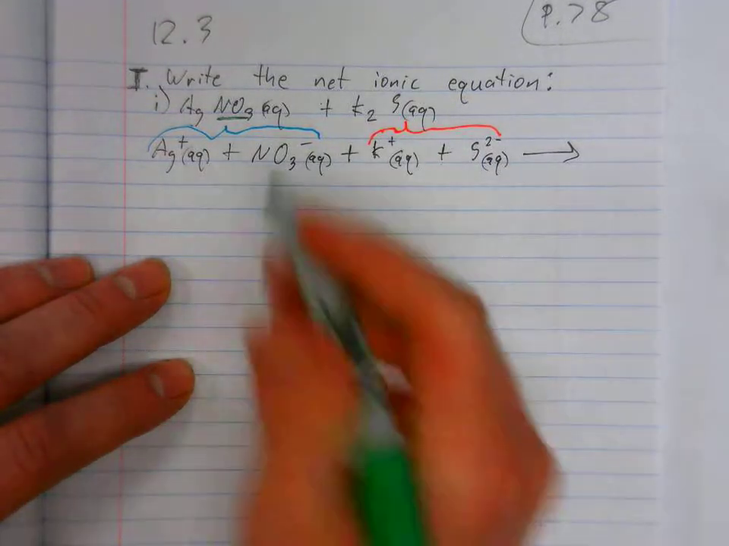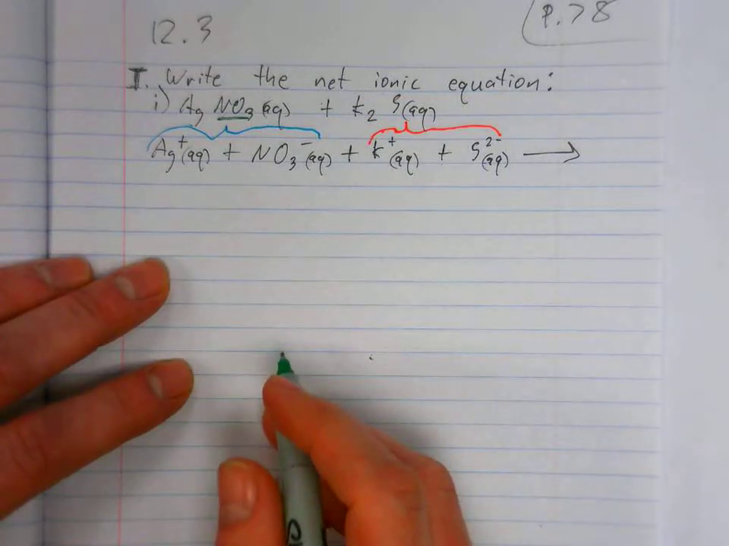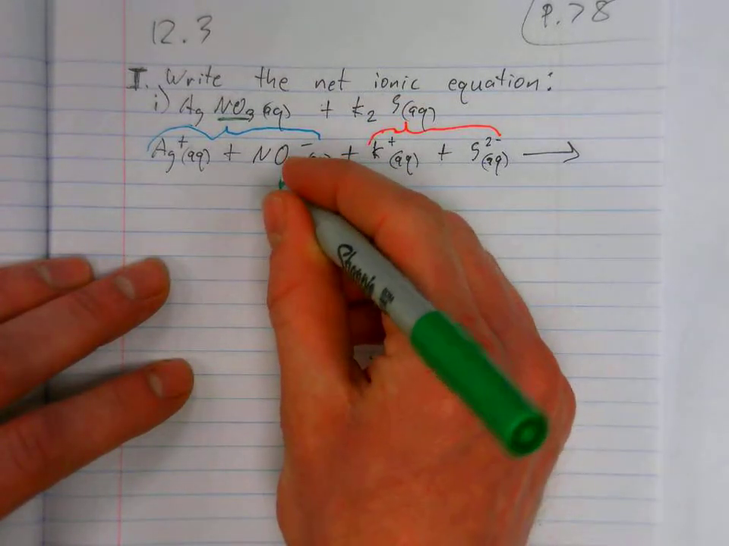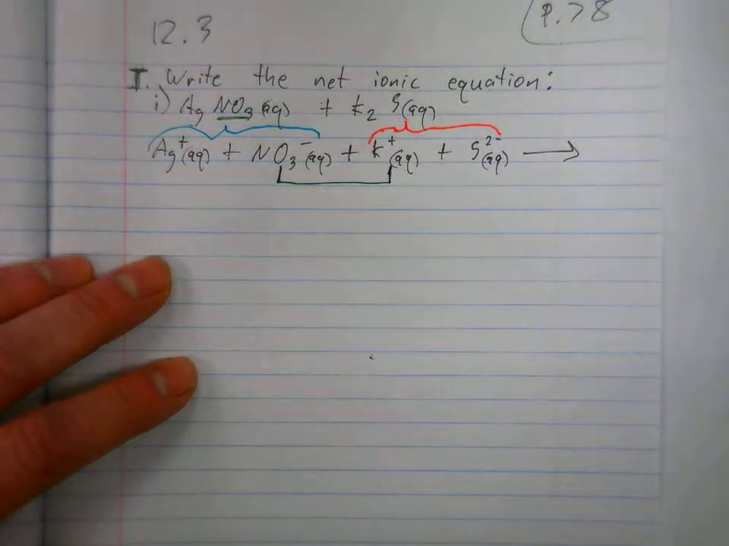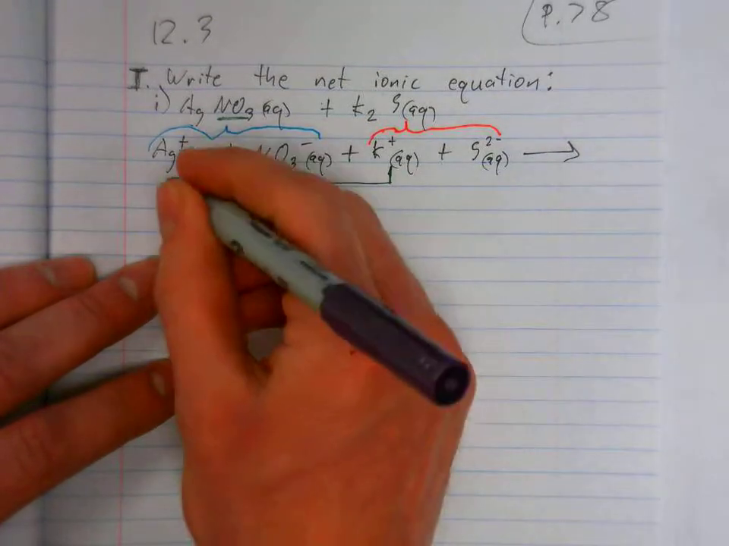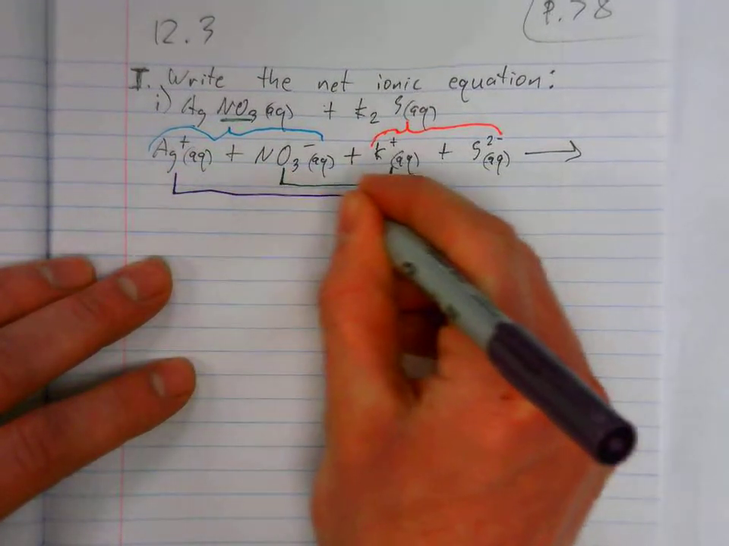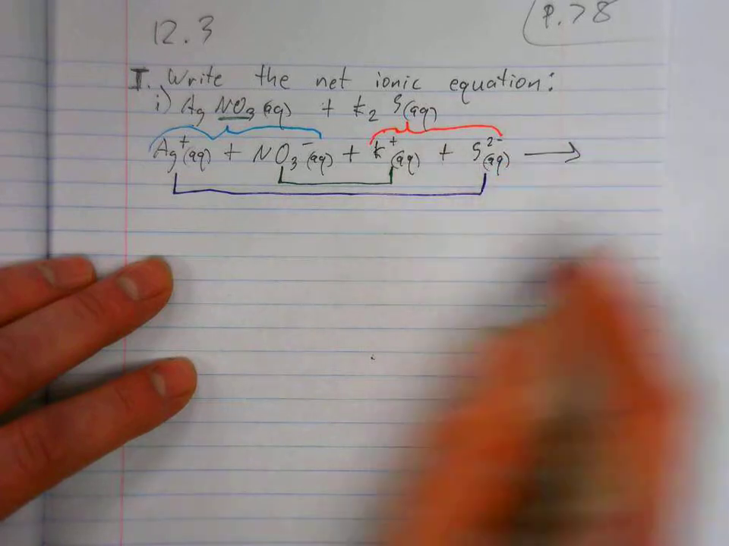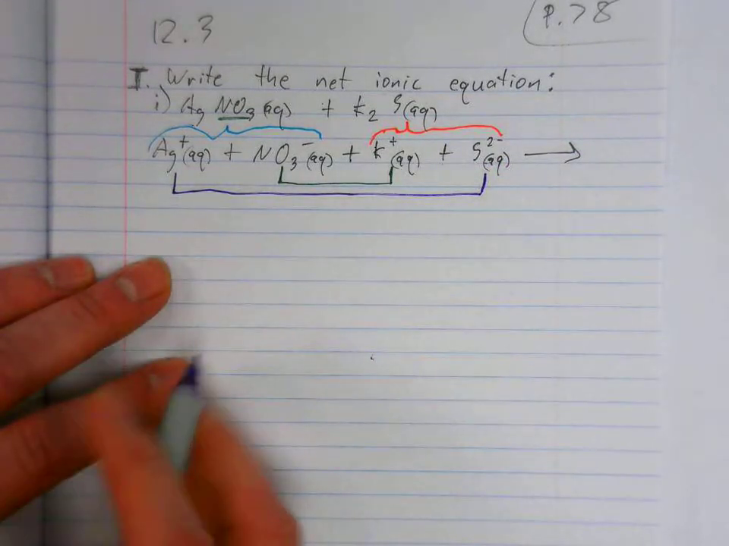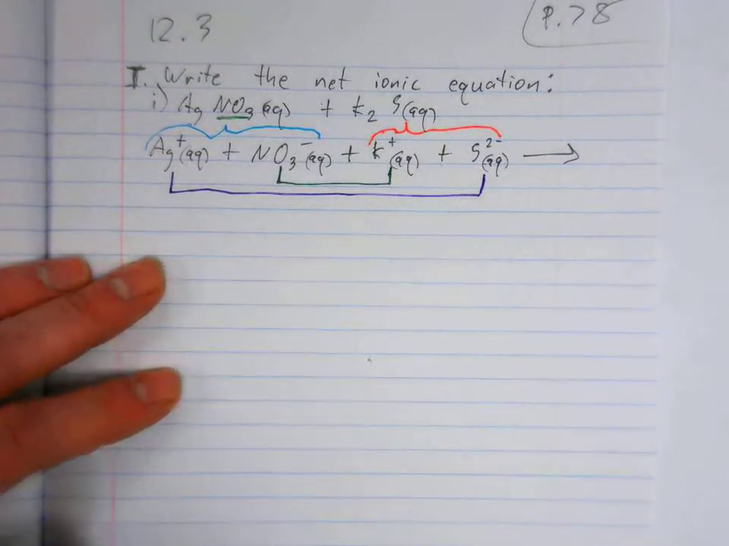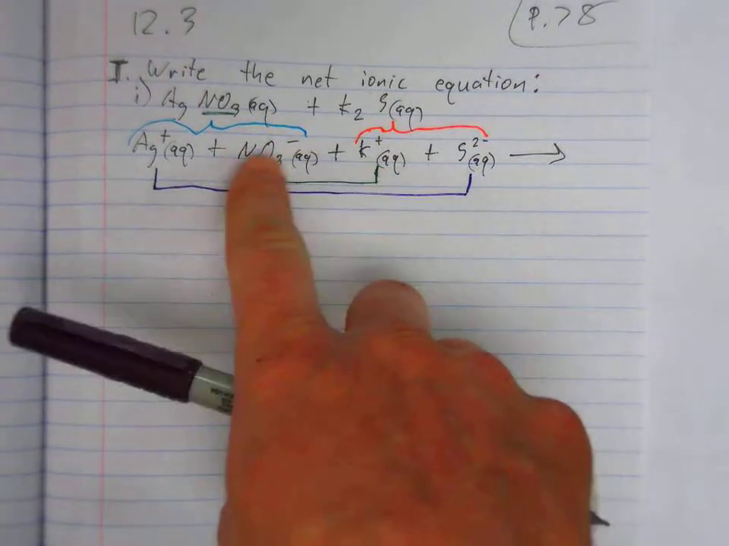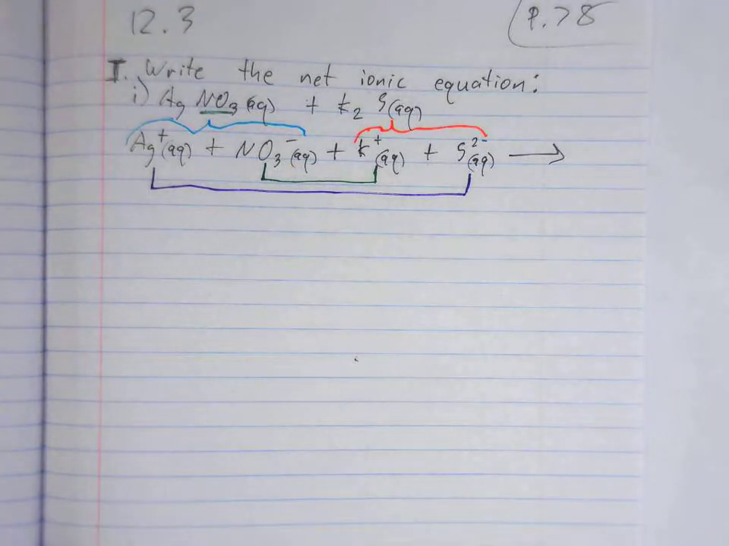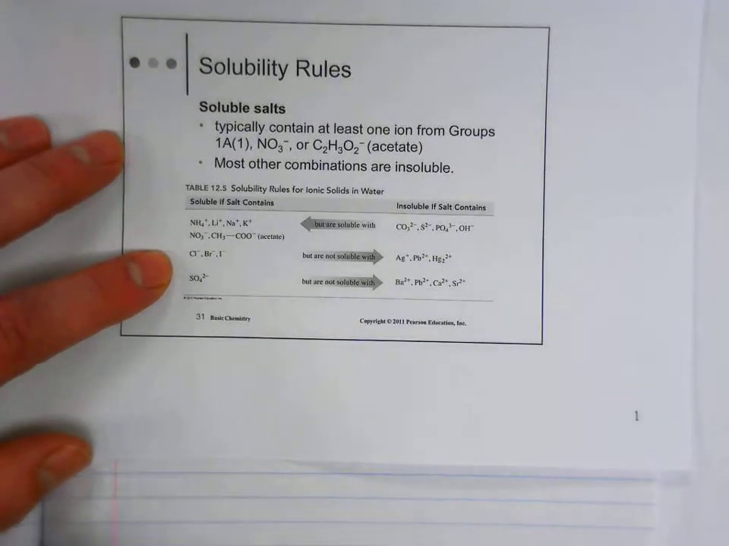But now that these are mixed together, we have new combinations that can occur. We have the combination of the nitrate with the potassium, and we also have the combination of the silver with the sulfide. So we need to look at these new combinations and see if those might be soluble or insoluble. So the potassium and the nitrate. Now, solubility rules come into play here. So we might need to look up these solubility rules.